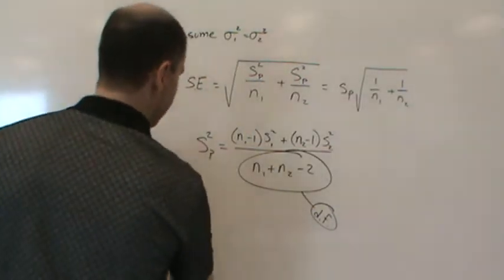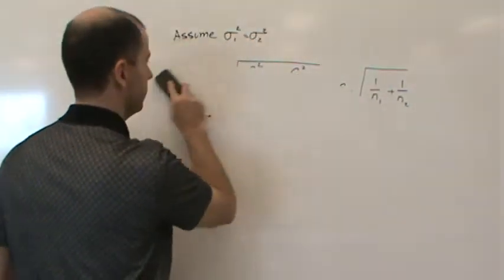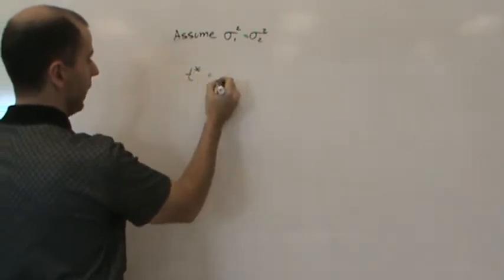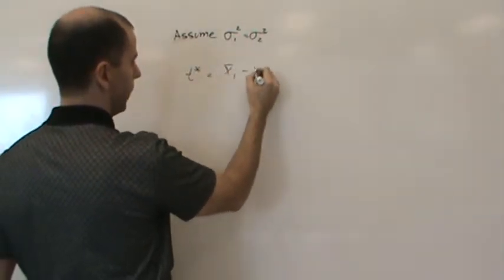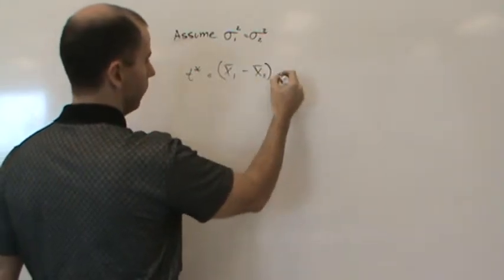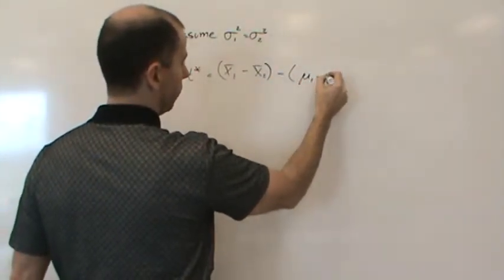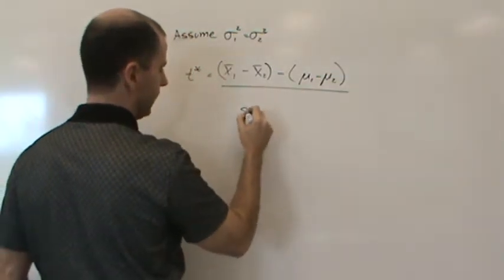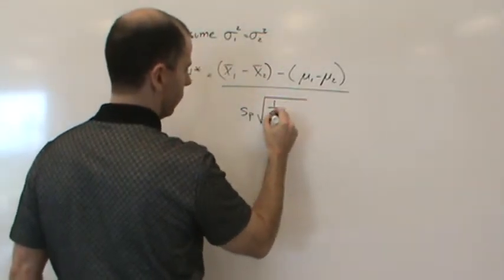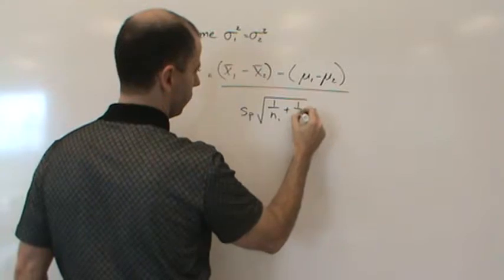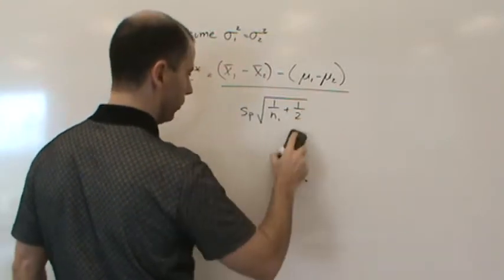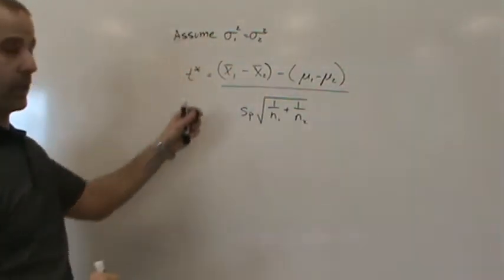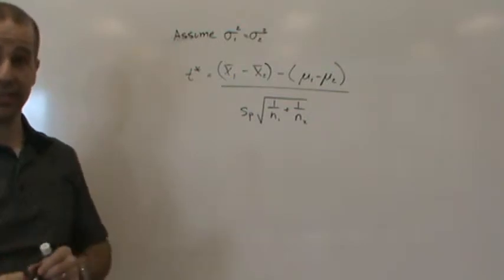And so now what happens is this. Our t statistic, t star, now becomes this: X bar 1 minus X bar 2 minus the quantity mu 1 minus mu 2, divided by S sub P times the square root of 1 over N1 plus 1 over N2. And so now this becomes the calculation for our test statistic.